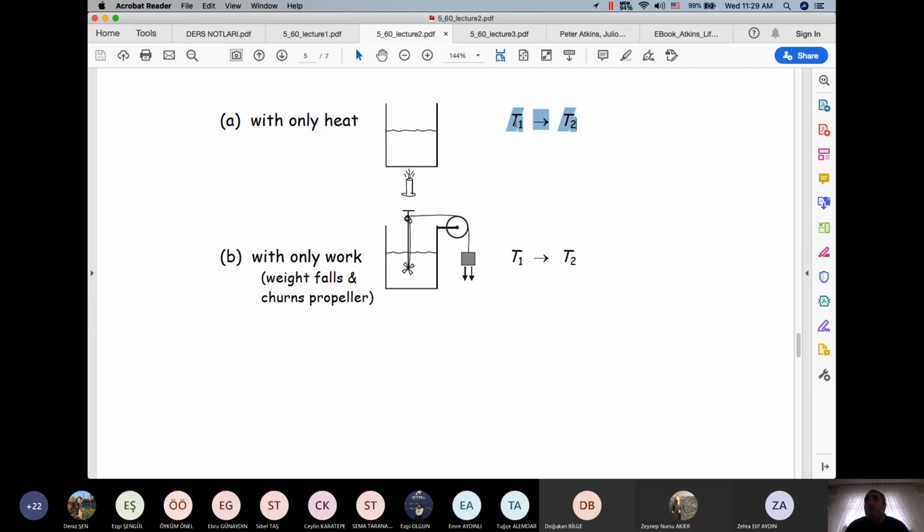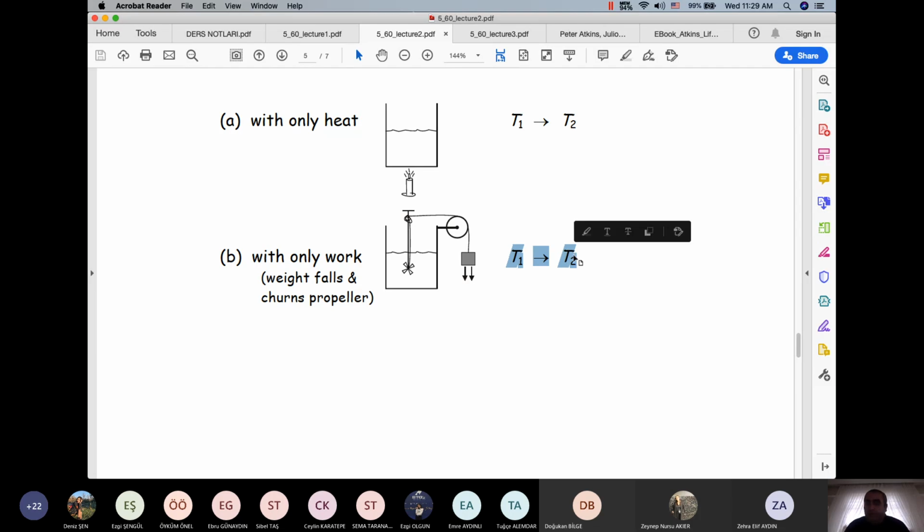Ama neticede sistemin sıcaklığı T1'den T2'ye geldi. Sistemin sıcaklığı için önemli olan şey delta T ve delta T aynı. Sen bu sistemi ister doğal gazla ısıt, ister kömürle ısıt, fark etmez. Sistemi T1'den T2'ye getirdim. Burada da aynı şekilde sisteme istersen bir force uygula ve sistemi karıştırarak ısıt, veyahut da sisteme başka force uygula. Yani sistem için temperature değişimi bir state function'ı.